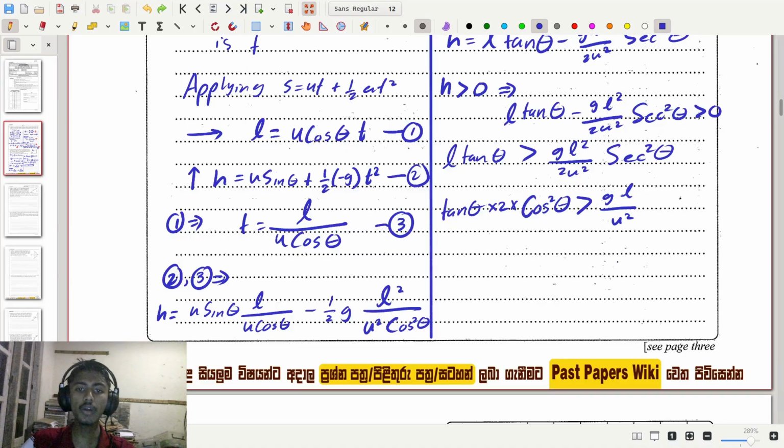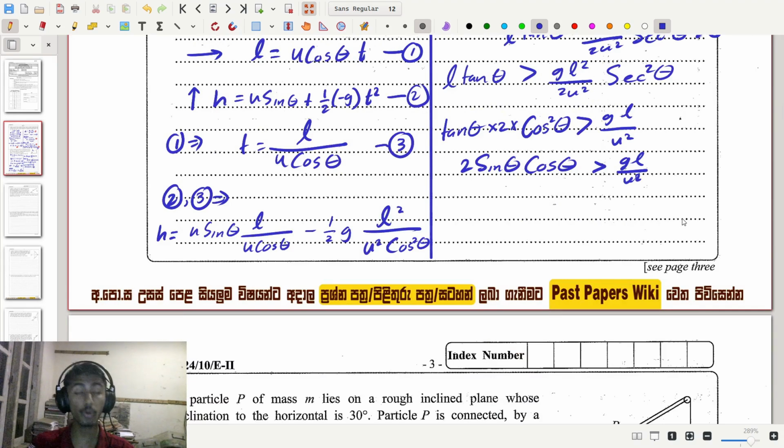Now simplifying this down, we can see tan theta is equal to sine theta divided by cosine theta. So therefore, if we cancel one of the cosine thetas, we have sine theta times 2 times cosine theta. According to that, we have 2 sine theta cosine theta being greater than gL over u squared, and as we know from our identities on trigonometry, 2 times sine theta cosine theta is equal to sine of double the angle theta. Due to that, we can finally say 2 sine theta cos theta is sine 2 theta, and therefore we have sine 2 theta greater than gL divided by u squared. And with that, we are done with this question.